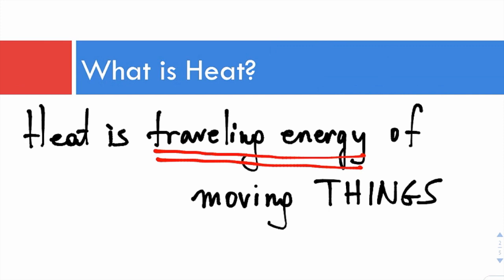Second, this is not just any energy, but it is the energy of moving things. So some objects are moving. So we'll be talking about these objects. What are they and how are they moving?